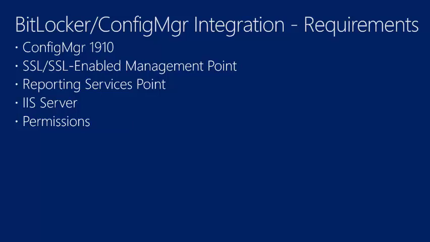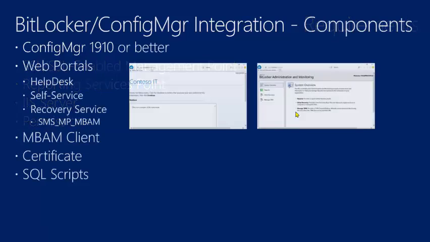Okay, so the reporting services point, if you want to leverage the reports that are available for BitLocker, and you likely do, you will need an IIS server, both for hosting the recovery point. That will go on your management points. All of your management points will have that likely. And then you'll have the self-service portal and the help desk portals, right? Okay. And then finally, you need sufficient permissions to be able to get everything installed.